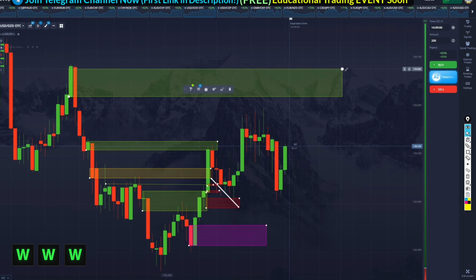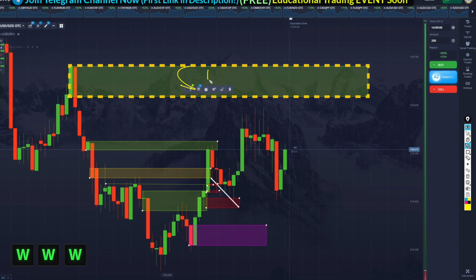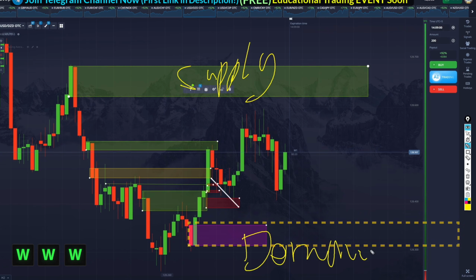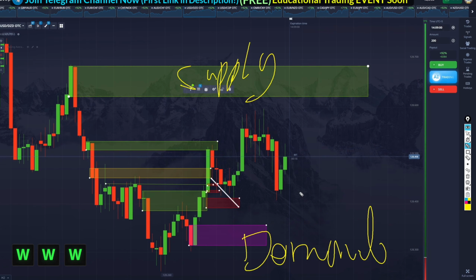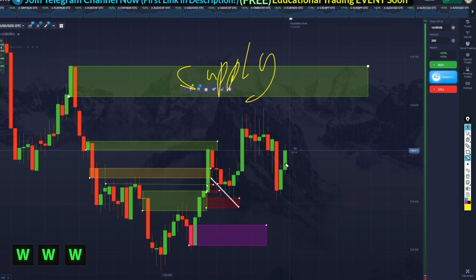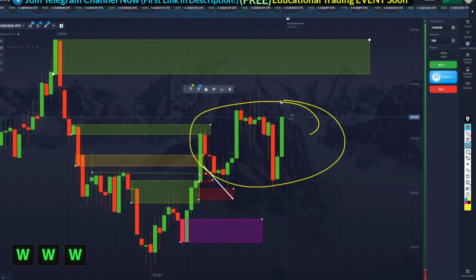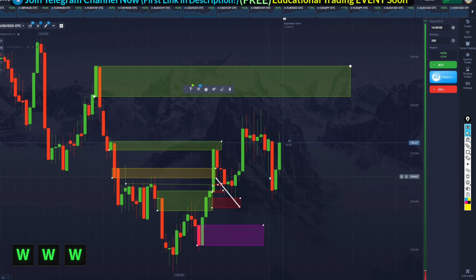We have two areas which are important: this supply and this demand. Once we detect the market's direction after touching either of these, we can decide. Or maybe some other new supply and demand is created in this chart. Right now, there's no significant supply and demand. First, we need to know where the market is going, and then we find the setup.